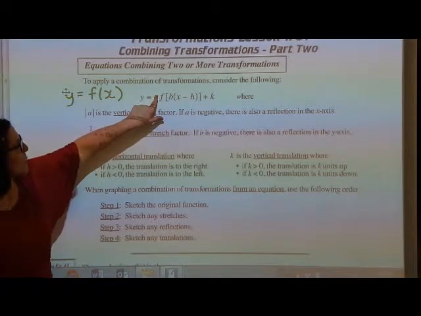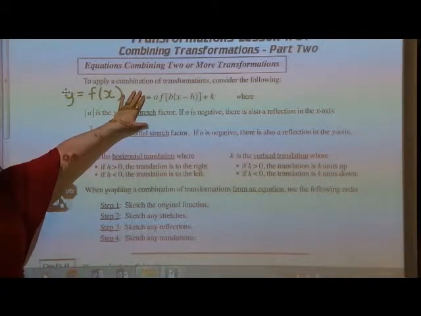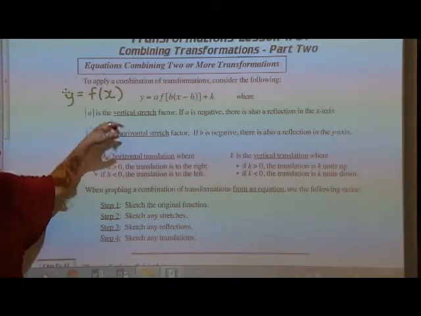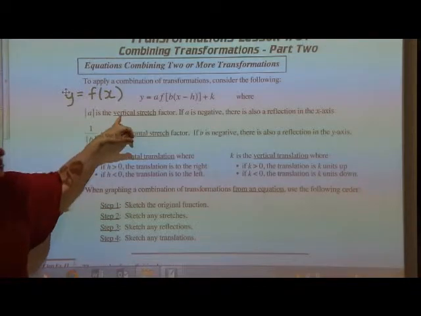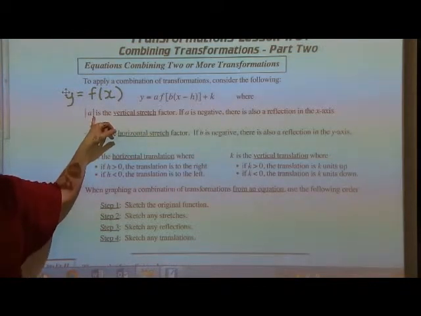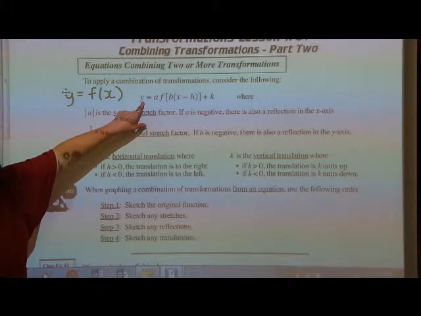So a belongs over on the other side of the equation. It was my stretch factor. And when it was over on this side, it was the 1 over a. So then the stretch factor becomes a. So that's why it's written this way. You have to think of what would it have been like when it was on the other side.